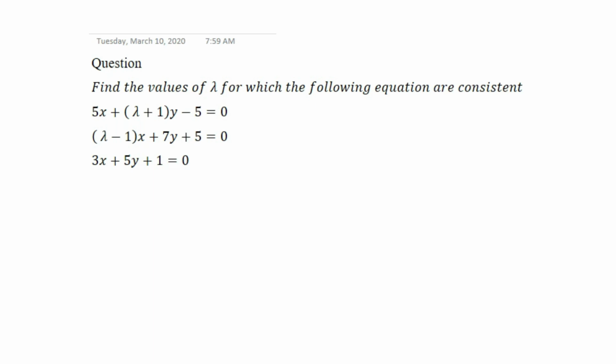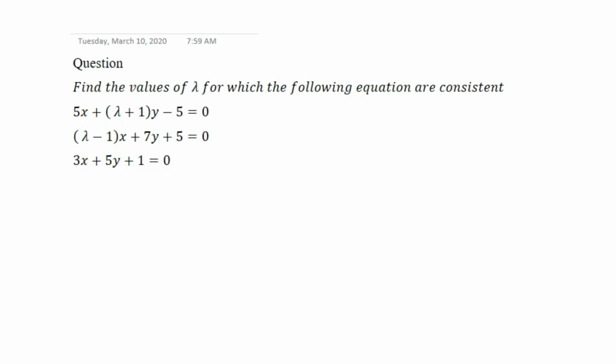Here is the question. Find the value of lambda for which the following equation is consistent. We are given from the question that 5 plus open bracket lambda plus 1 close bracket y is minus 5 is equal to 0. Open bracket lambda minus 1 close bracket x plus 7y plus 5 is equal to 0, and the last equation is 3x plus 5y plus 1 is equal to 0. So how are you going to be solving this question? Let's dive in.